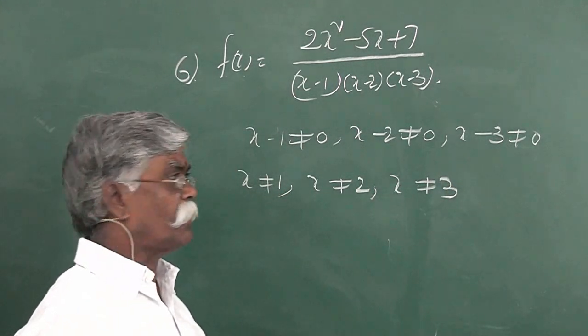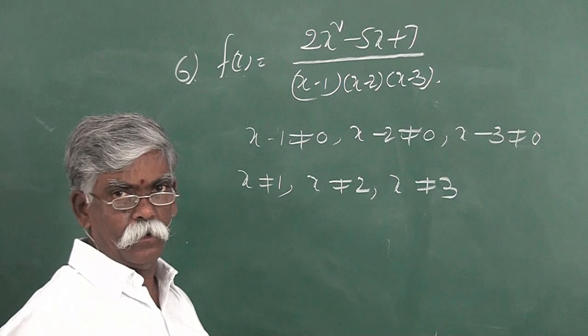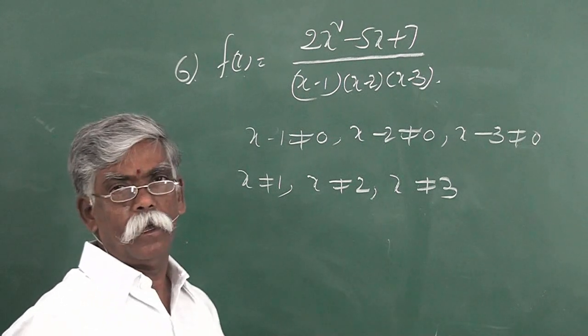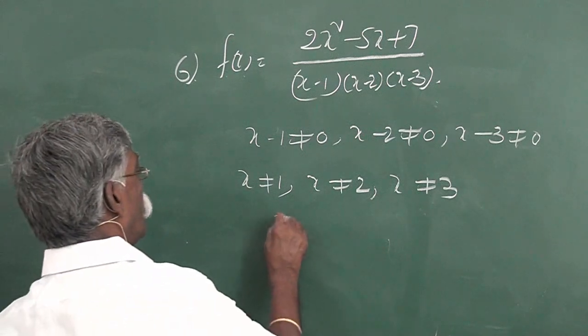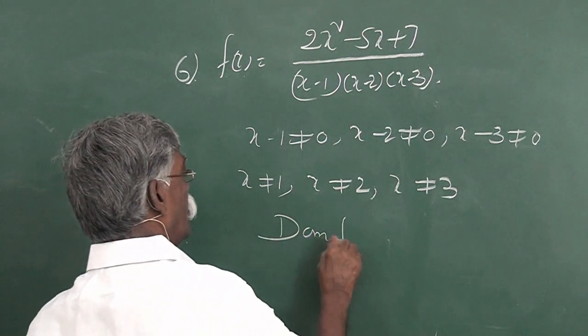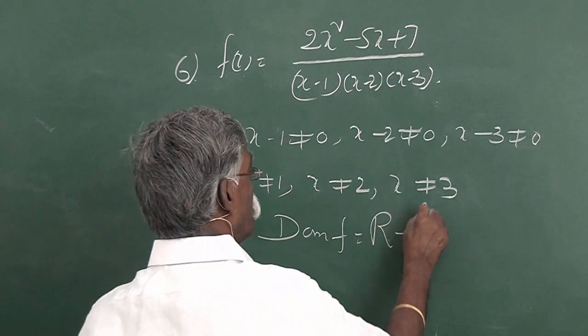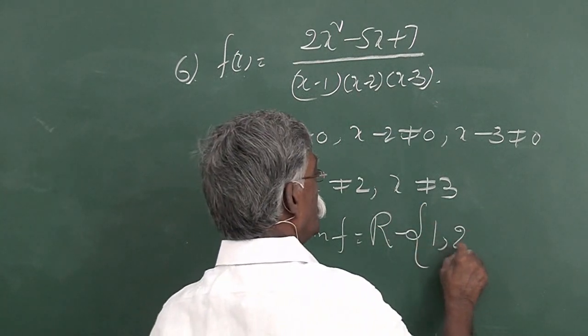Therefore, from the real numbers set, we have to omit the 3 numbers 1, 2, 3. Therefore, domain f is equal to capital R minus 1, 2, 3.